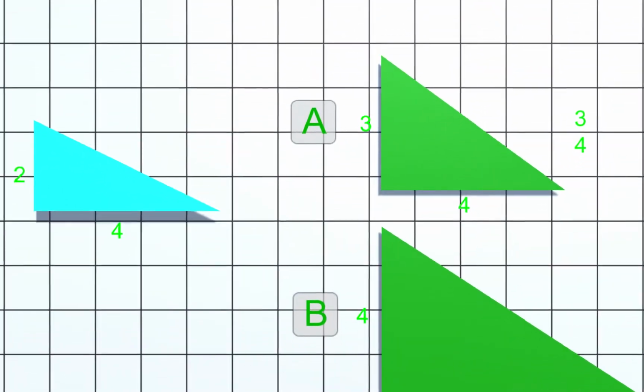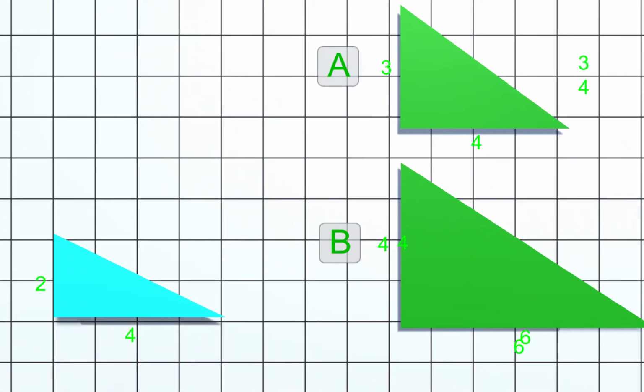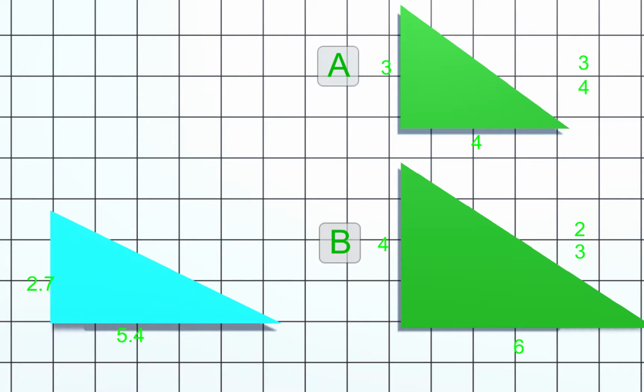Triangle B has a ratio of 4 over 6. We can simplify this to 2 over 3. That ratio does not match our triangle's ratio of 1 over 2 though, so this isn't a match. Let's scale our triangle up so you can see it doesn't quite work.